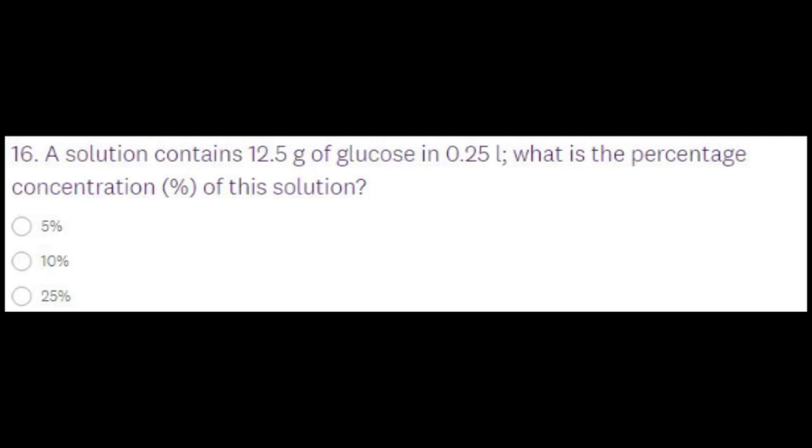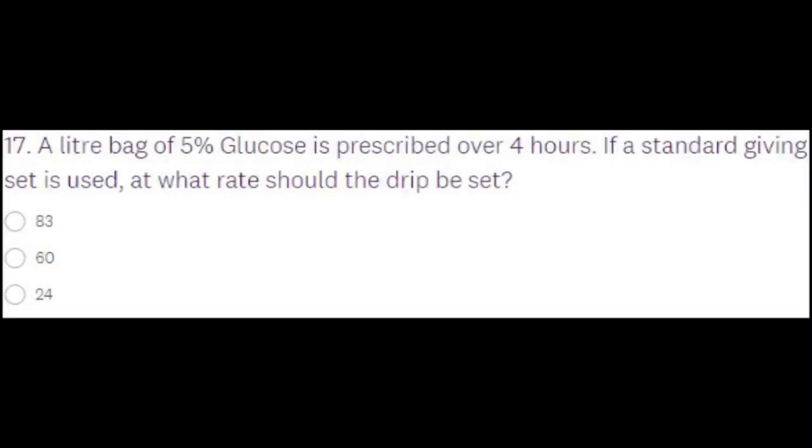Question number 17. A liter bag of 5% glucose is prescribed over 4 hours. If a standard giving set is used, at what rate should the drip be set? Option A 83, option B 60, option C 24. Option A, 83, is the right answer.